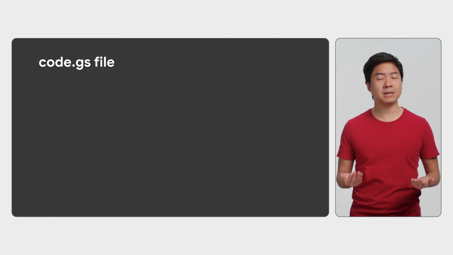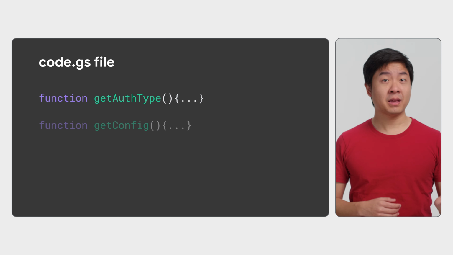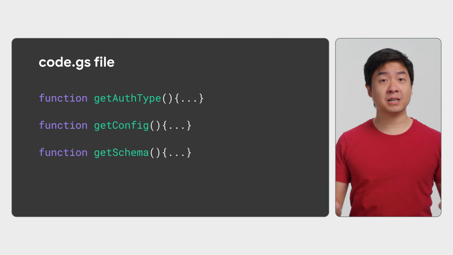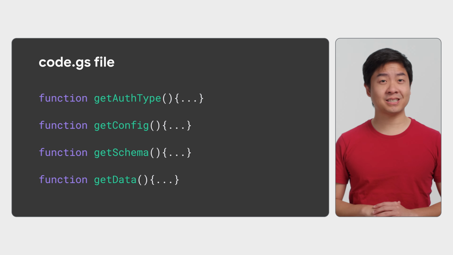So, what should be in your AppScript code? You must define 4 methods in your connector's code: getAuthType, getConfig, getSchema, and getData. Let's discuss each method in more detail.